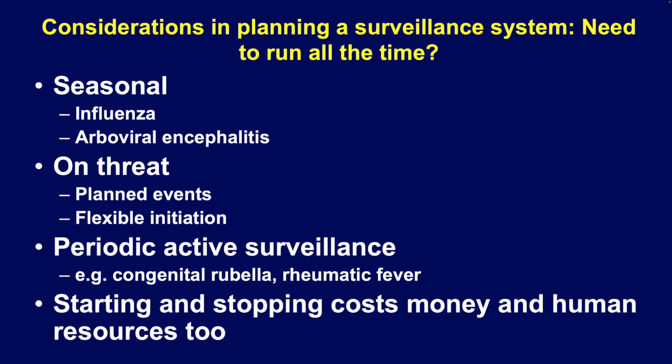Additionally, the intensity of a surveillance system can be escalated or de-escalated, such as periodically transitioning from a mostly passive surveillance system where the health department staff wait for reports to arrive, to one that's more active where they're out looking for new cases systematically. While the notion of conserving resources by deploying surveillance selectively or seasonally is appealing, it's important to also remember that starting and stopping or cycling a surveillance system costs money too.